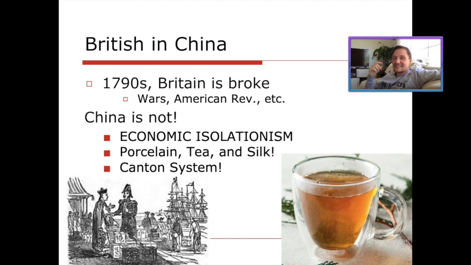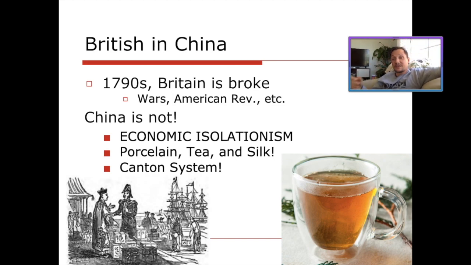Anyway, this economic isolation, they didn't allow Western traders to come into their country and trade their goods. And the reason why is because China produced a lot of amazing goods, so they didn't need Western products. They produced porcelain, which was a fantastic material for them. They produced their own tea, which was the beverage of choice of everyone else in Western Europe. And they also produced silk as their cheap textile, which was considered a luxury item in Western areas.